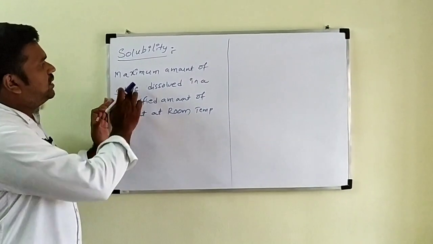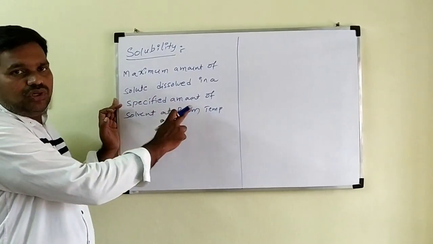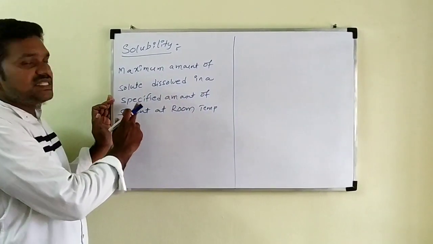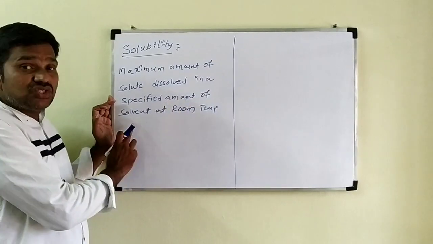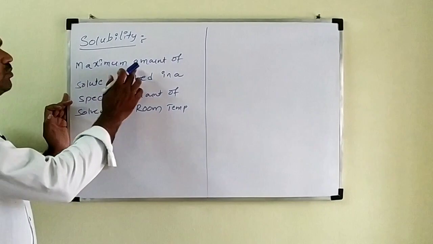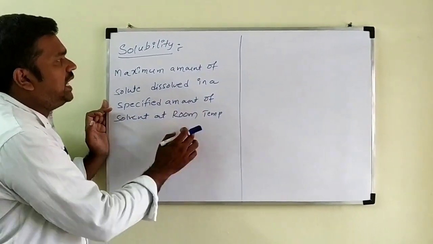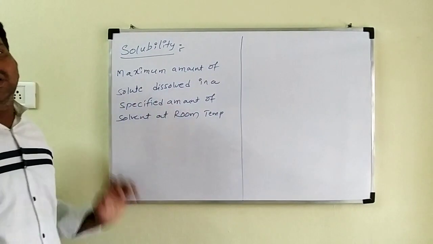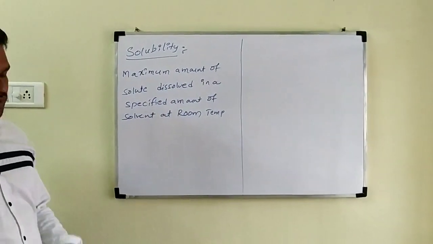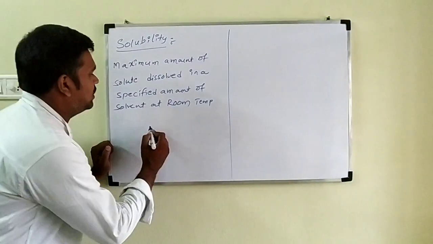Solubility means maximum amount of the solute dissolved in a specified amount of the solvent at room temperature. Maximum amount of solute dissolved in specified amount of the solvent at room temperature is called as solubility. Okay, let us see one example for this solubility.